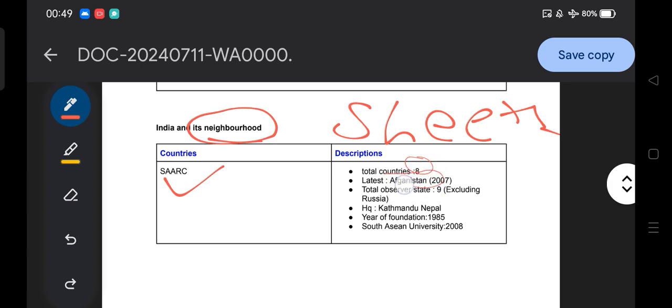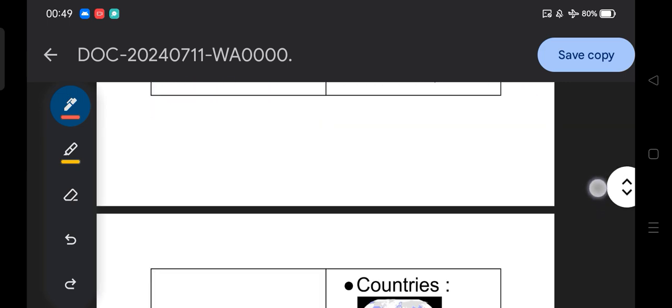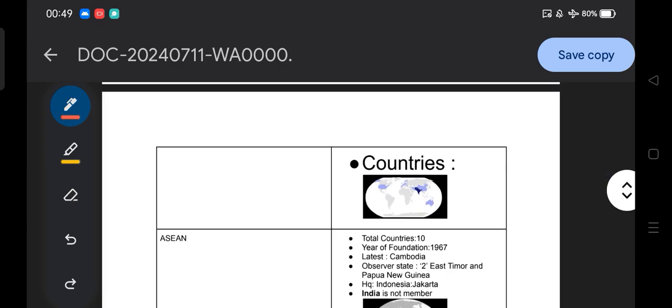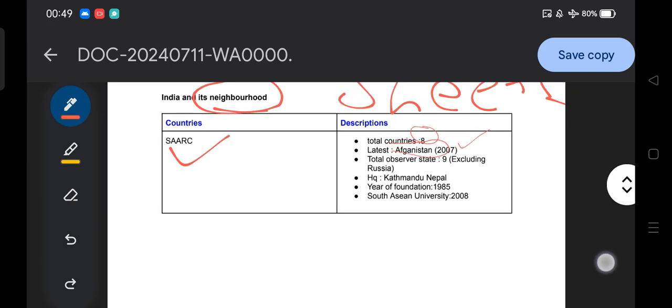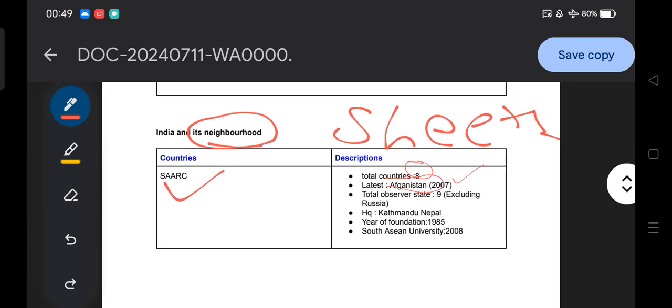And who is the latest member? Afghanistan is the latest member to join SAARC, in 2007. So in 2007 Afghanistan is the latest member who joined SAARC, okay guys. Very nice. Then the total observer states in SAARC: the total is 9, okay.